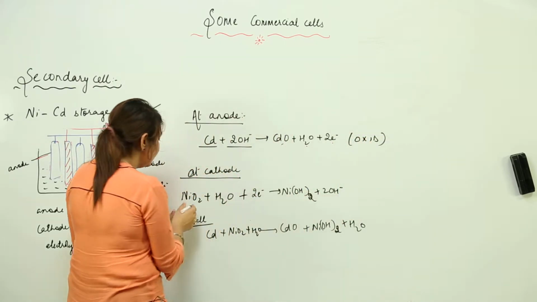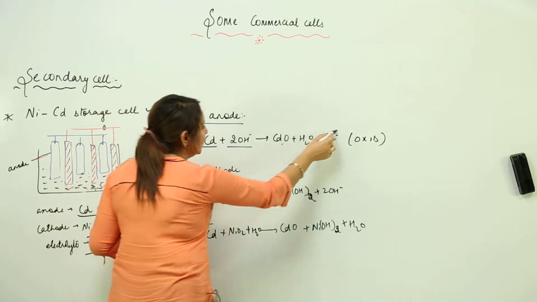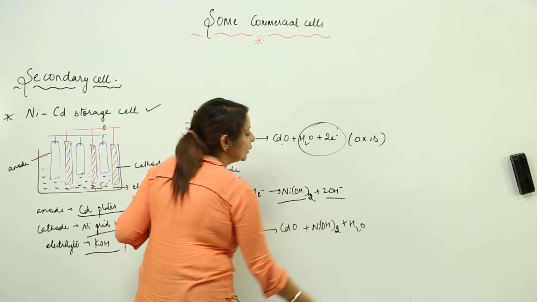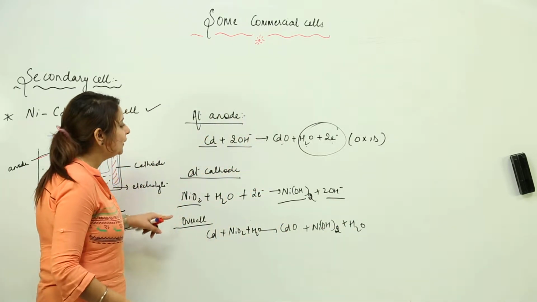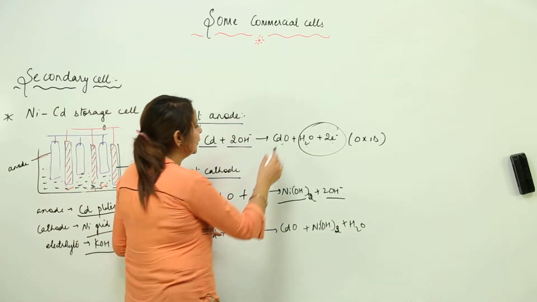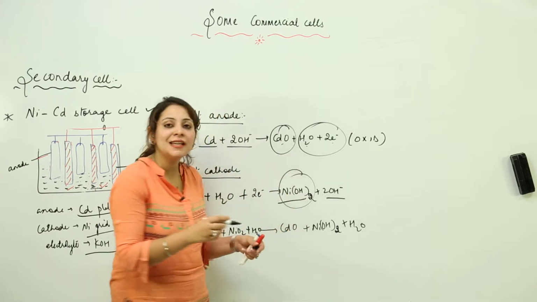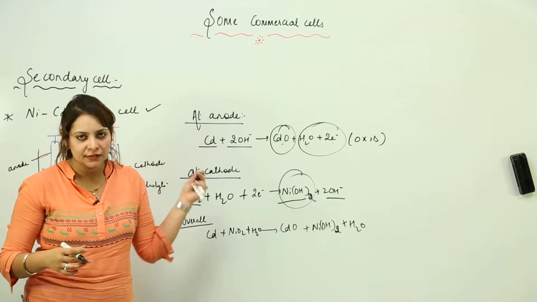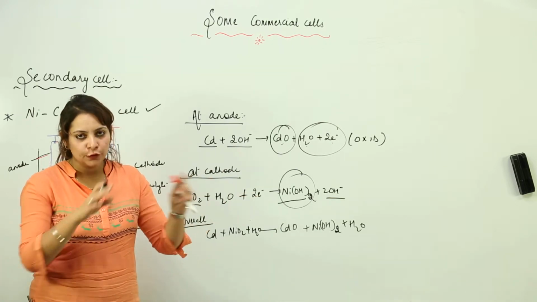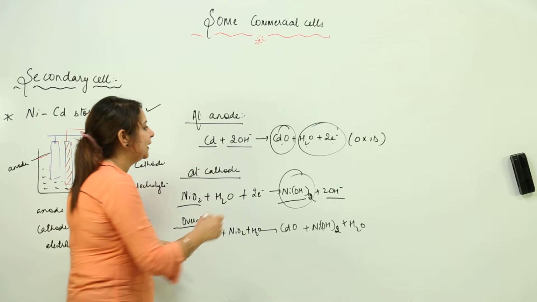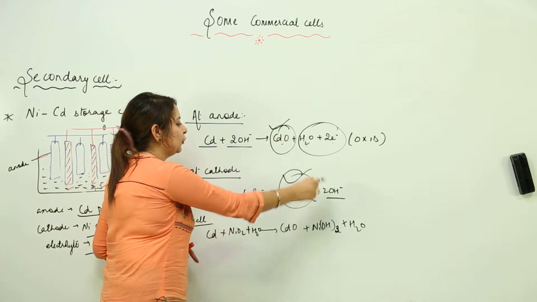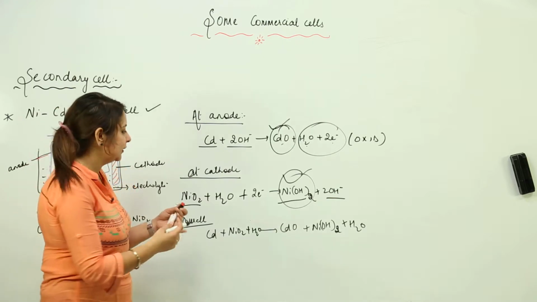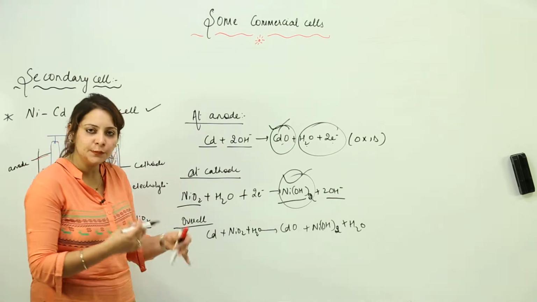Then at the cathode we have nickel oxide, it combines with H2O and 2 electrons, giving rise to nickel hydroxide and again the 2 OH-. The compounds which are formed, this and this, remain sticking to the electrodes, just like PbSO4 was forming the coating earlier. So here it is forming a coating on the anode and it is going to form a coating on the cathode. So as long as the reaction continues, it keeps on working.